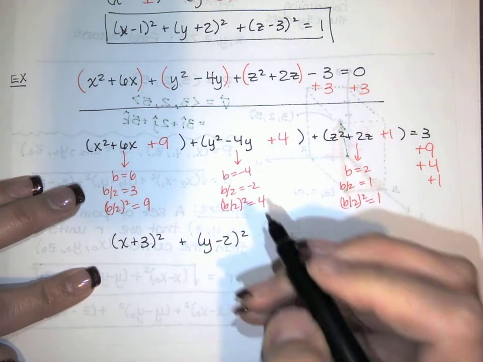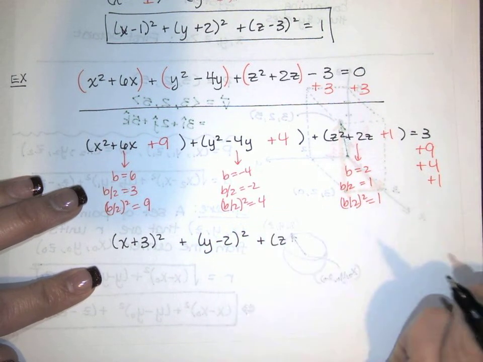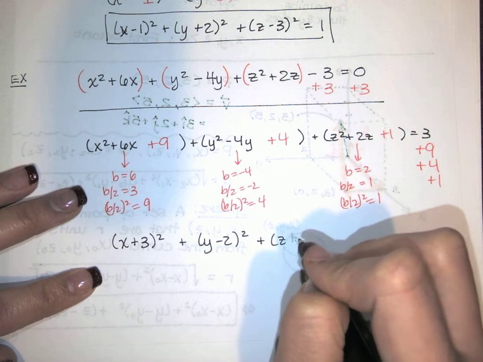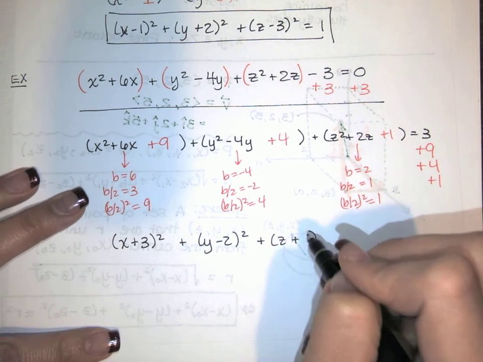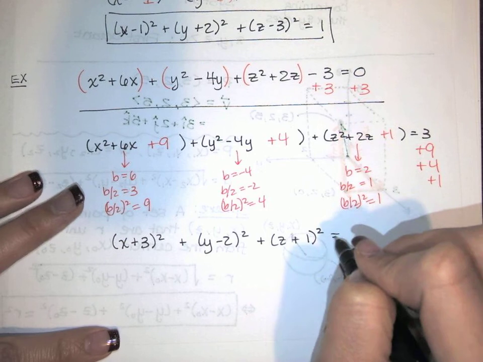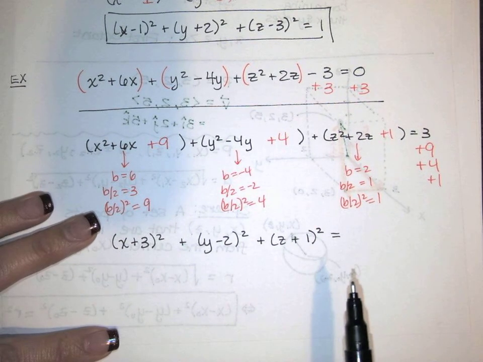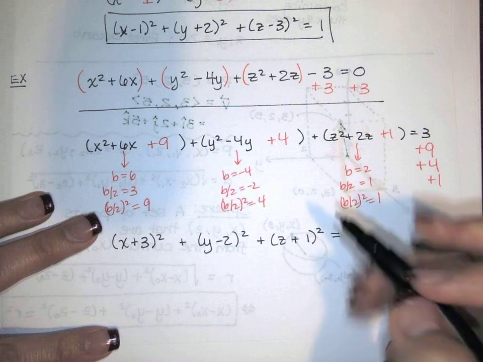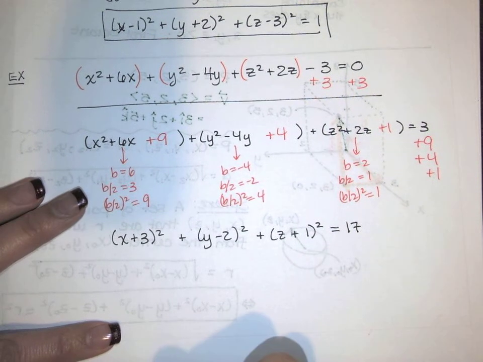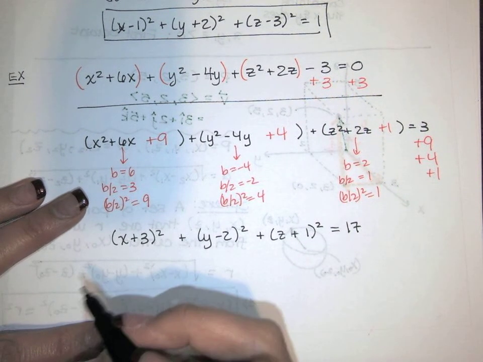I'm going to skip all the steps for the factoring because we're in Calc 3. Most people don't need that. If you do need that, that's okay. Just go look it up. And then we're going to simplify the right-hand side. That's 10 plus 7 is 17. All right. So that's my sphere. It's in standard form now.